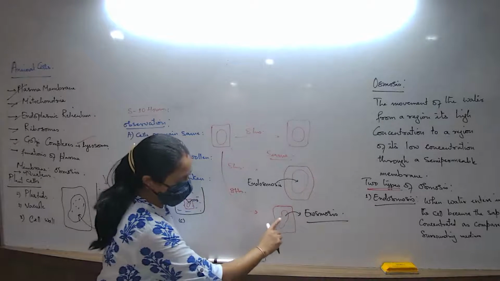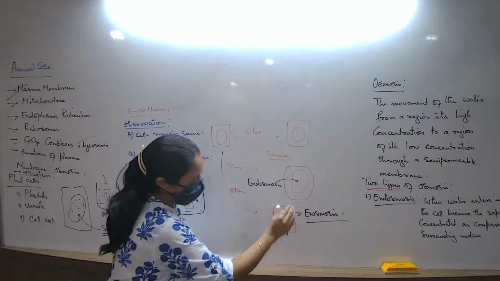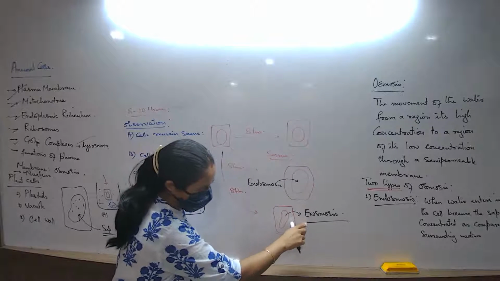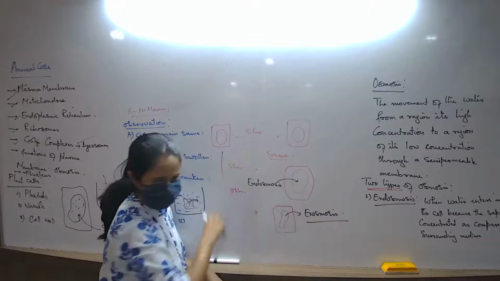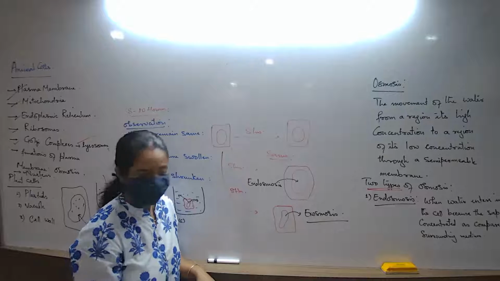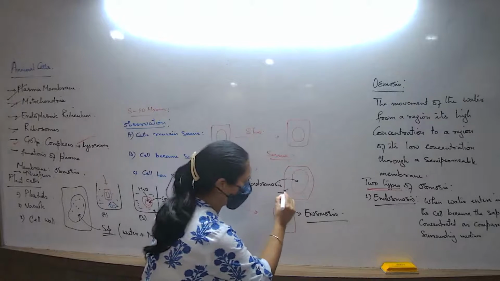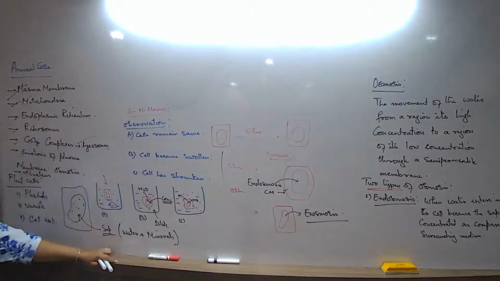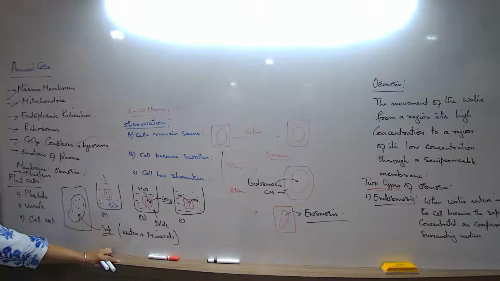ये जो सेल में I'm saying water is going out, हाँ, and water is coming in. यहाँ पे water बाहर जा रहा है, यहाँ पे water अंदर आ रहा है. Semi-permeable membrane कौन सा है? Cell membrane. ये जो cell membrane है, this is the semi-permeable membrane, not nuclear membrane.